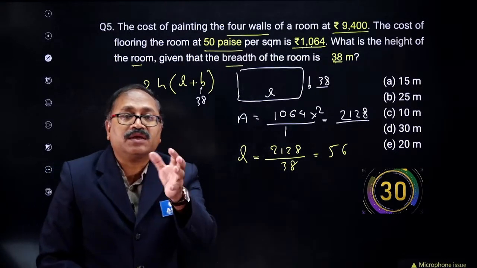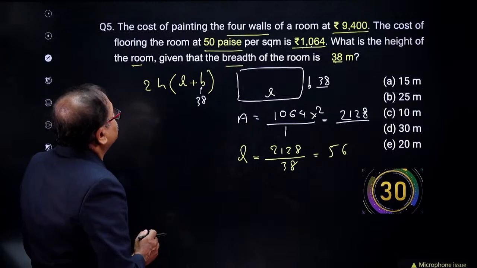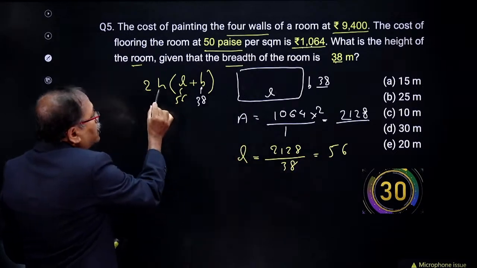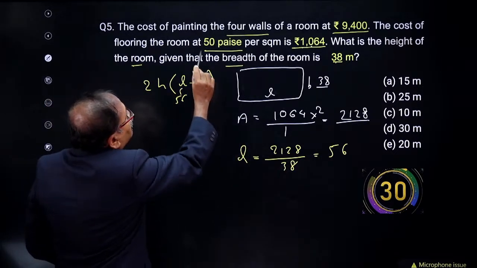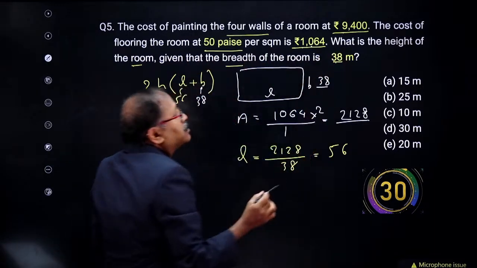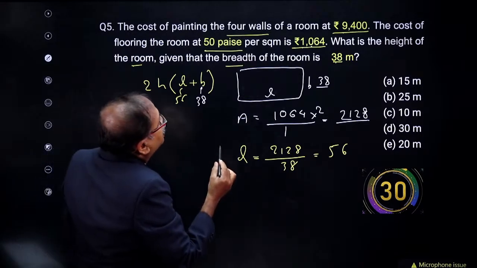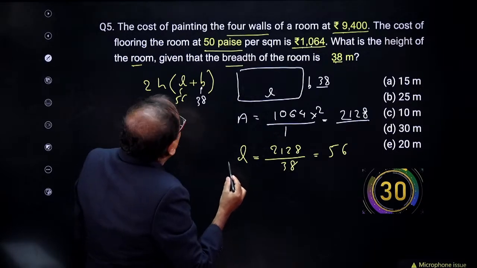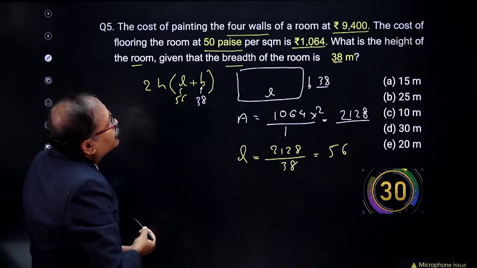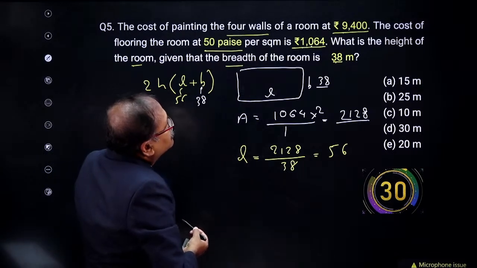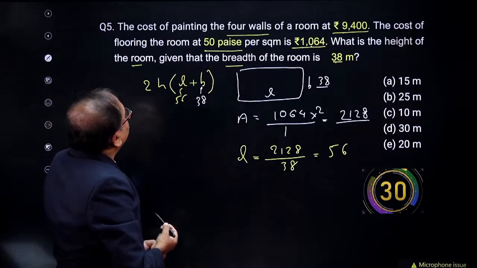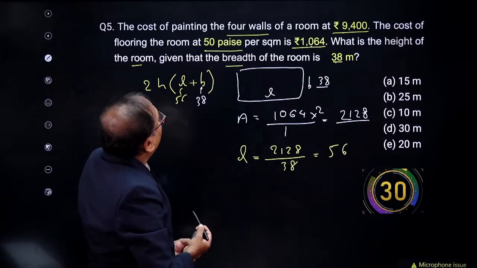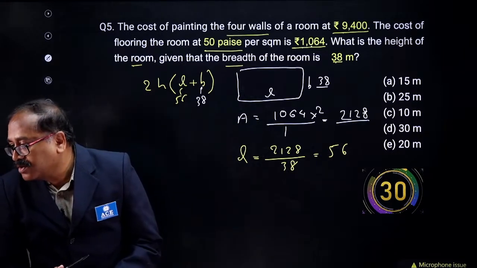You are asked to find out what H is. So how do I find H here? Now I know the L value, which is 56. Now 2H plus L. The total cost of painting the 4 walls is 9,400. Do I know the rate? Painting 4 walls is 9,400. Are we missing something? The rate?